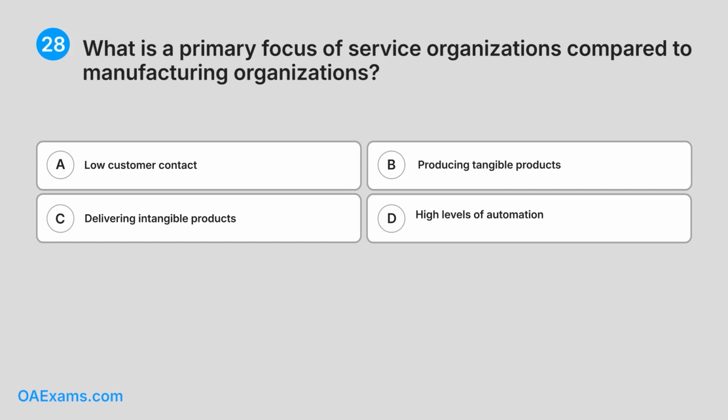28. What is a primary focus of service organizations compared to manufacturing organizations? A. Low customer contact. B. Producing tangible products. C. Delivering intangible products. D. High levels of automation. What do you think is the answer?